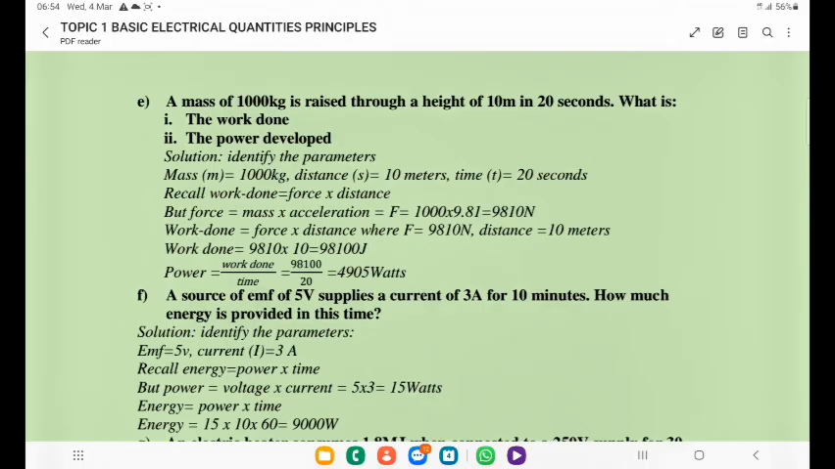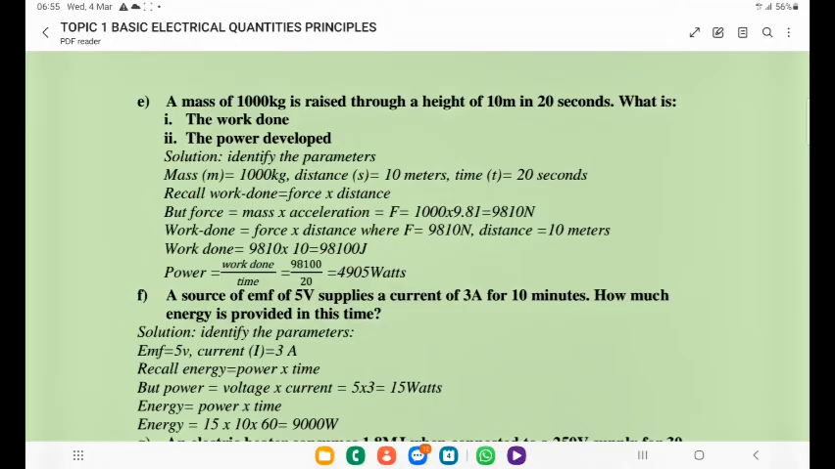You'll have to recall that work done equals force times distance. We have distance, but you'll have to calculate the force, because force equals mass times acceleration. So mass is 1000, and acceleration due to gravity, because it's not given here, so you'll have to introduce the acceleration due to gravity, that is 9.81 times 1000, giving you 9810 newtons. Then you'll equate it now, because you now have the force, to the formula work done equals force times distance. Then it will be equal to 9810 times 10, which is equal to 98,100 joules.